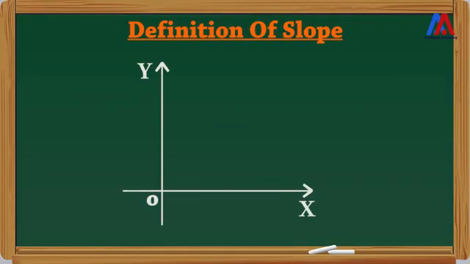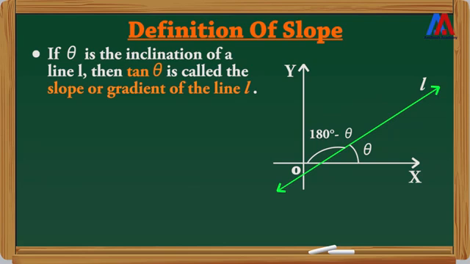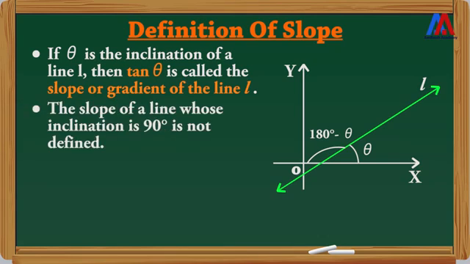In the picture you can see there is a line L and it is making an angle theta from x-axis. And accordingly the obtuse angle here is 180 minus theta. So if theta is the inclination of the line L, then tan theta is called the slope or gradient of the line L. The slope of a line whose inclination is 90 degree is not defined because tan 90 degree is not defined. As we know that tan 90 is infinity or a very large number, and therefore for tan 90, m is not defined.